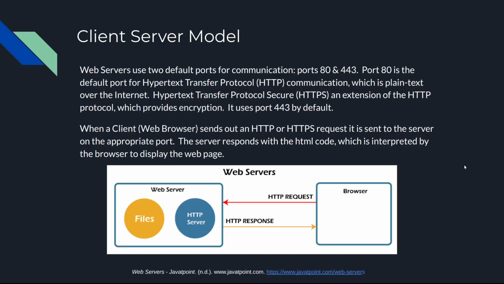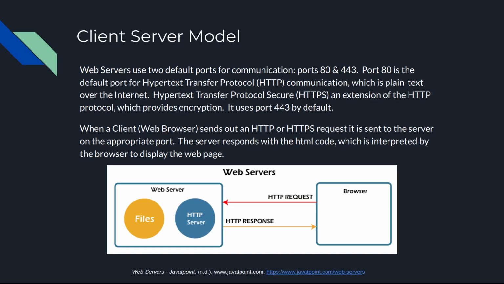So Apache uses the client-server model. It uses 2 ports for communication, port 80 and port 443. Port 80 is the default port for HTTP, Hypertext Transfer Protocol, and that's plain text over the internet. HTTPS, Hypertext Transfer Protocol Secure, is an extension to HTTP, which provides encryption, and that uses port 443.